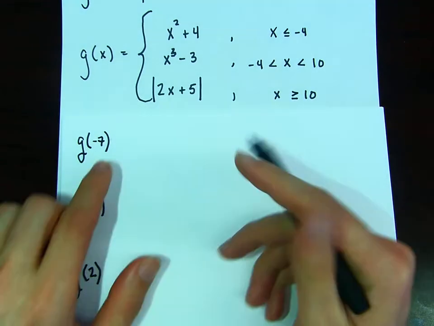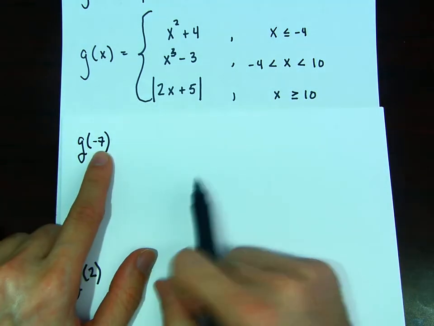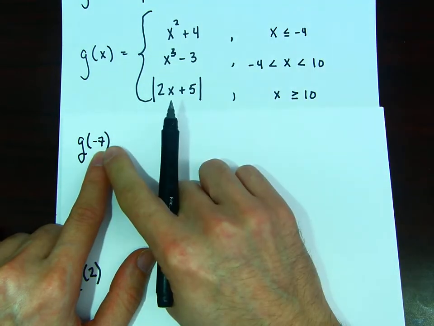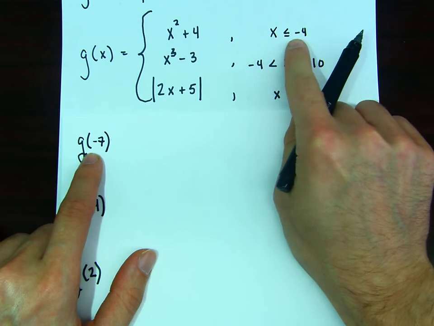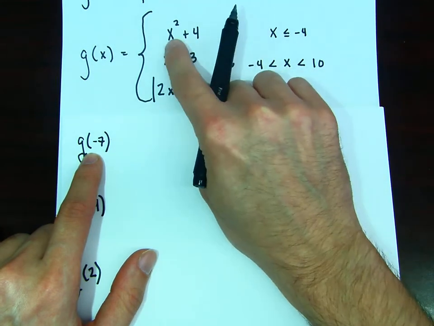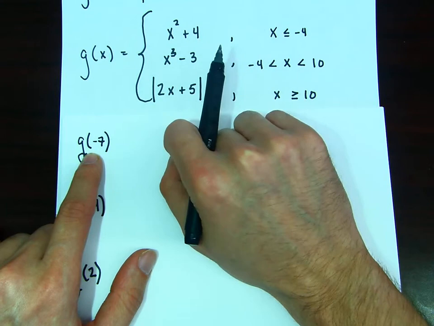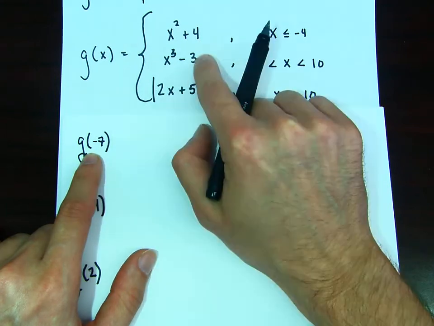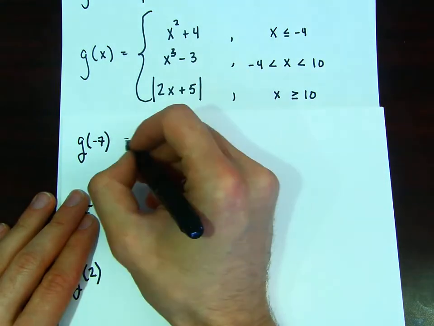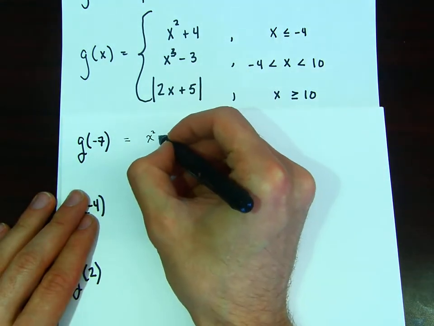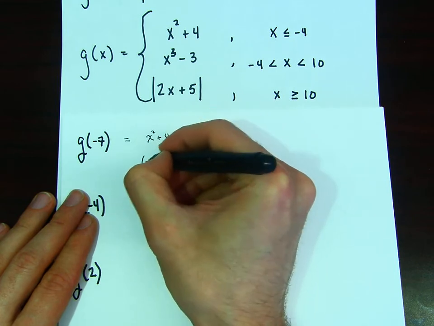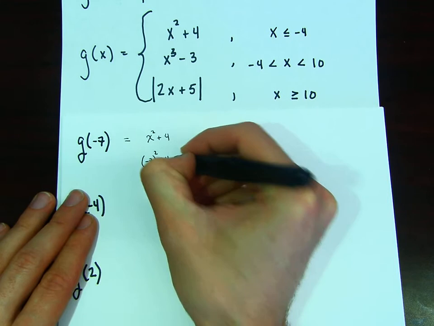Notice this value of negative 7, for which part of the piecewise function would I plug in negative 7? Notice negative 7 is less than negative 4, right? So I'm going to plug in negative 7 into this part of the piecewise function. I'm not going to plug in negative 7 into here or here. So all you would do is normally just plug it in. So if I'm using x squared plus 4, then anywhere I see x, I'm just going to plug in negative 7 squared plus 4.